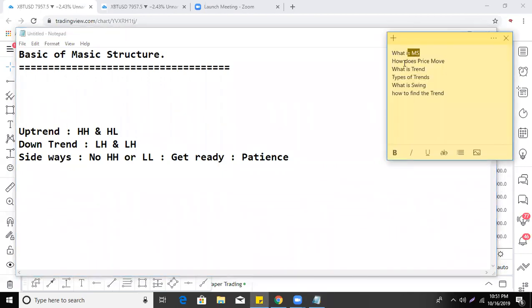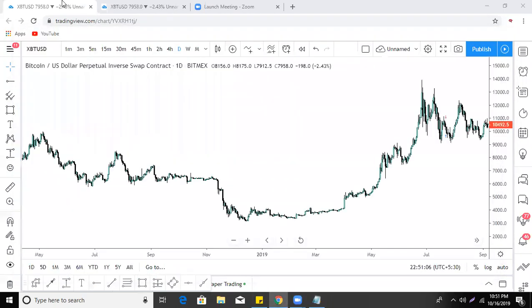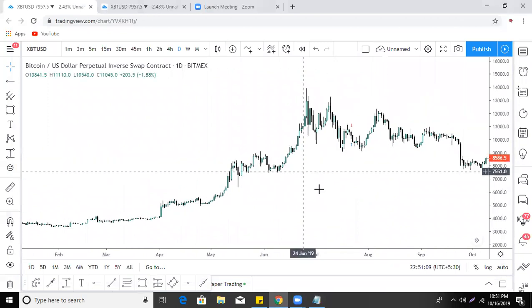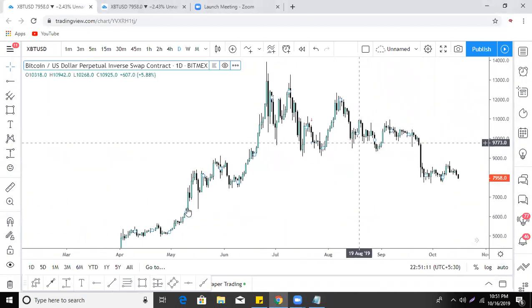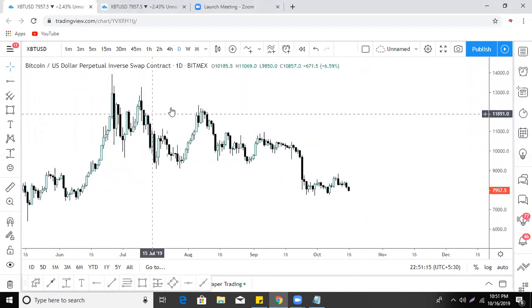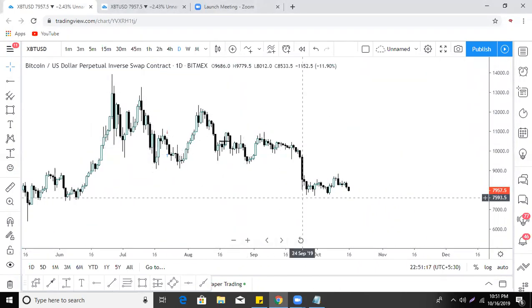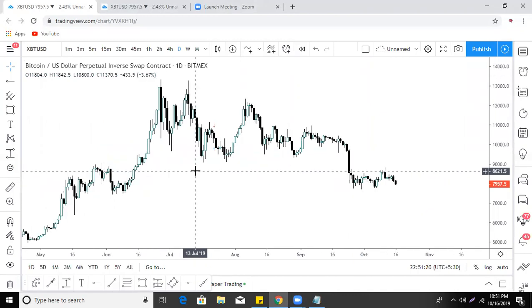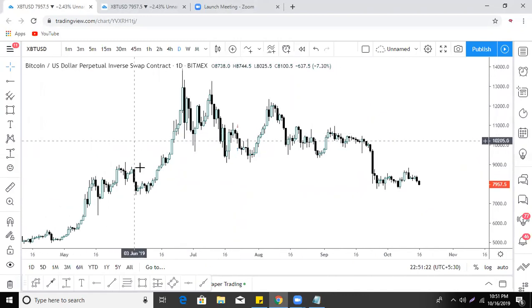So this was the market structure: how the price moves, trends, what a swing is, and how to find the trend. To find the trend, we just need to wait and see if the price is going to make another higher high or higher low, or if we are breaking it, okay. This is how we trade the higher lows and lower highs. So this was the uptrend, downtrend, and sideways. You all need to know this at the basic level first, okay.